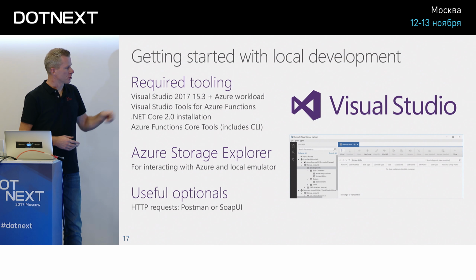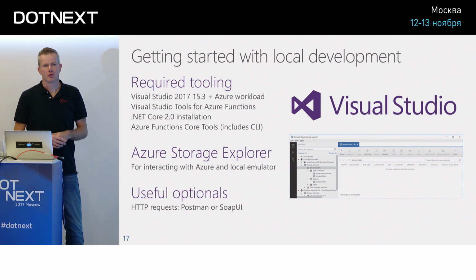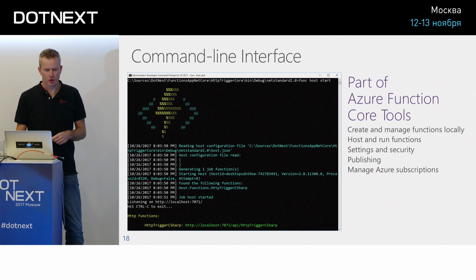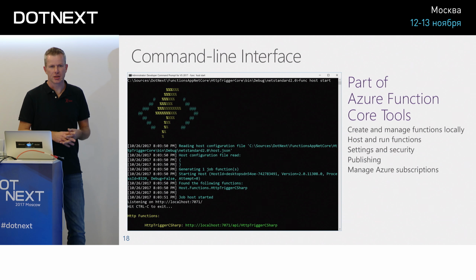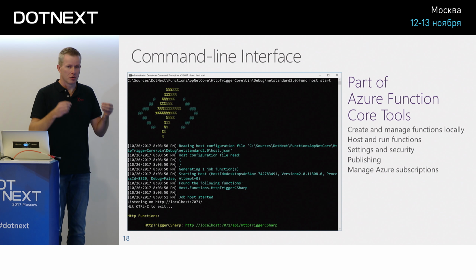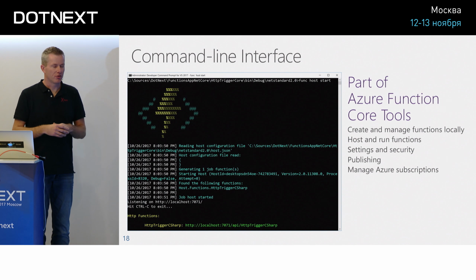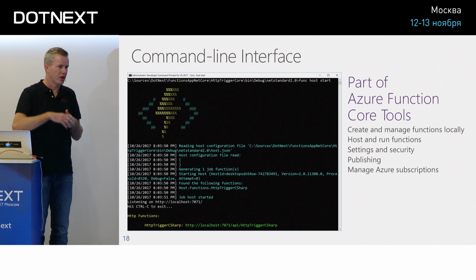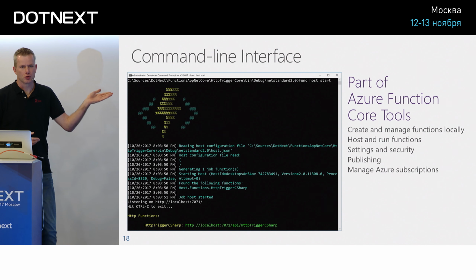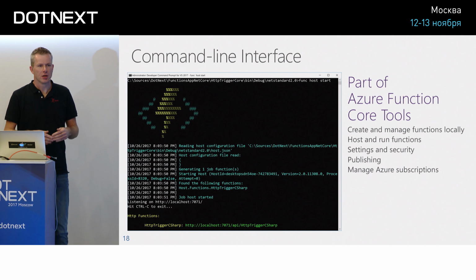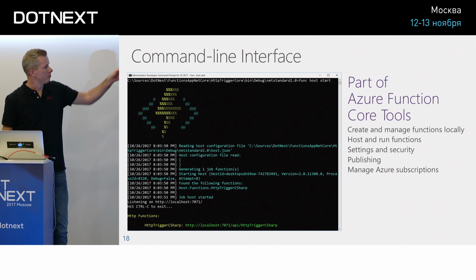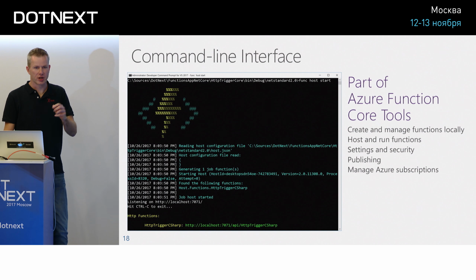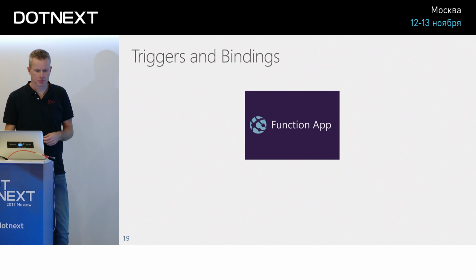You might use Azure Storage Explorer and Postman, because those are tools that might come in handy. We'll cover those in a second as well. The command line interface is there for you. It has a lot of functionality that you can use to build and run your functions, manage them, and publish them to Azure. It's also used by Visual Studio, so Visual Studio will use this command line to host your applications on your machine. You will see this small ASCII art logo for Azure Functions popping up quite a number of times.